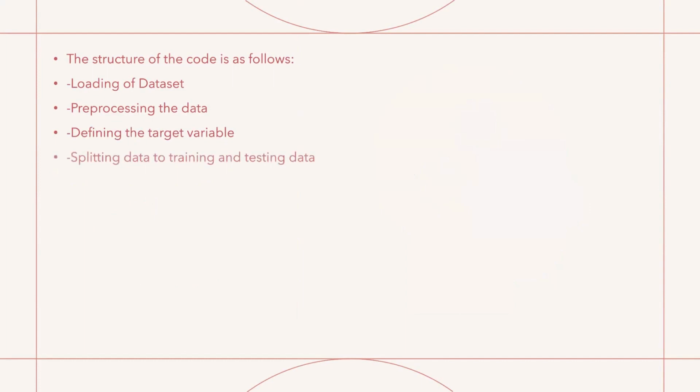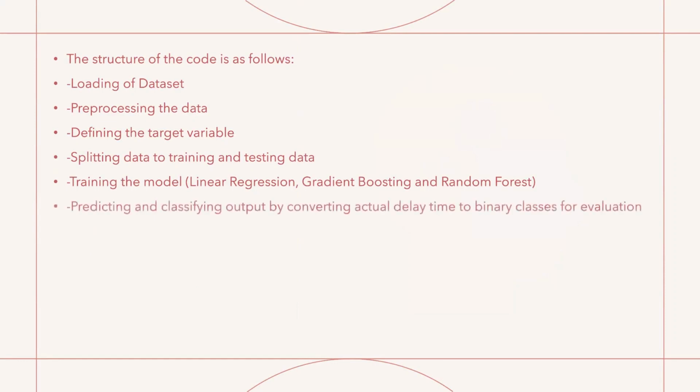So the structure of the code that I have done is as follows. First, I'm loading the data set, then I'm pre-processing the data, then defining the target variable, splitting up the data into training and testing data. Then I'm training the models I have previously mentioned: linear regression, gradient boosting, and random forest. Then I'm predicting and classifying the output by converting the actual delay time to binary classes for the evaluation. Then I'm evaluating those models and printing out the output.